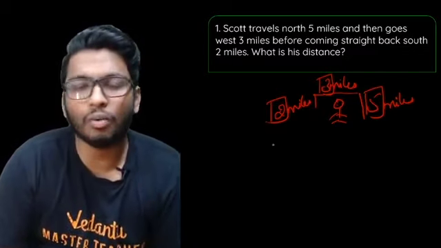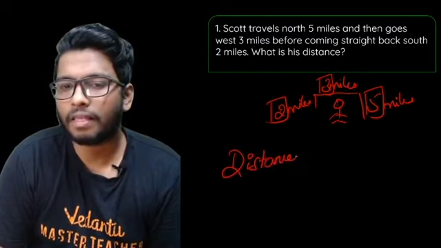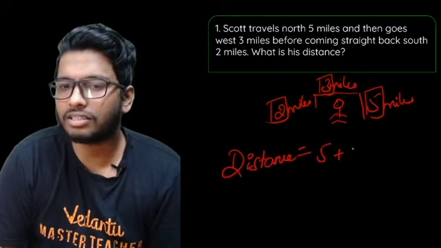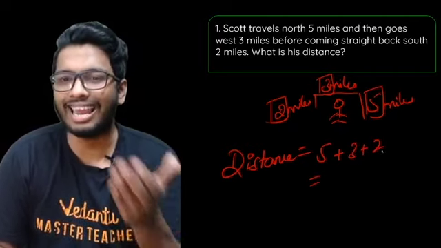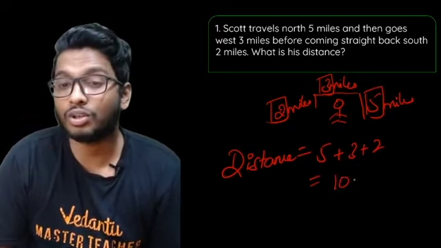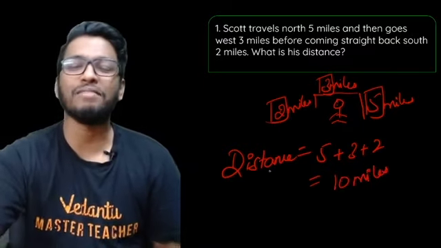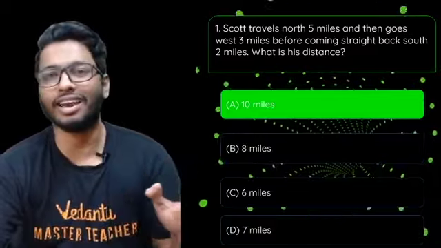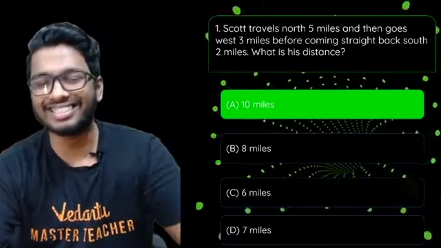So if you just write it down, what do we get? Distance is equal to 5 plus 3 plus 2, which is how much? 5 plus 3 is 8, 8 plus 2 is 10. So 10 miles would be the answer. Simple as that. So that, my friends, is one of the most simplest questions that you're going to get. The answer for this question is 10 miles. That is the distance traveled by Scott.